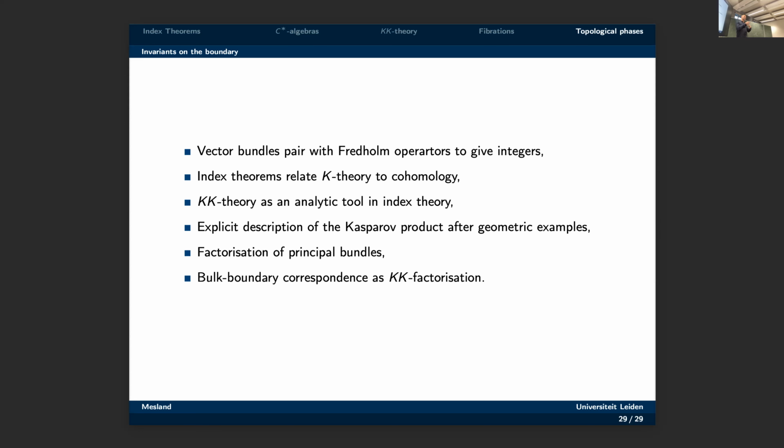You just factorize the relevant operator that encodes your physical system into an edge direction and the remaining directions that you have in the bulk. And this allows you to interpret the fact that these invariants in physics correspond to each other as something existing in this K-theoretic, this operator K-theoretic setup. So that was quite a lot, I guess. I thank you for your attention.